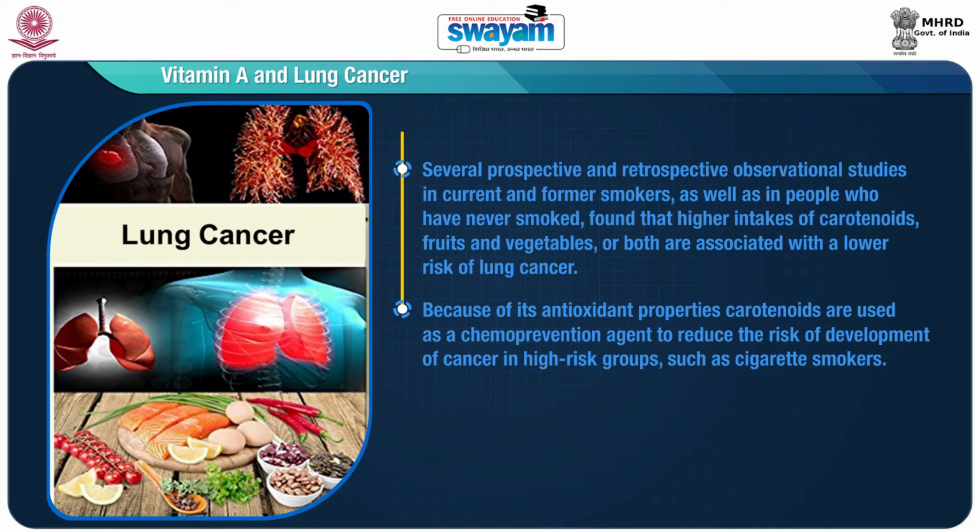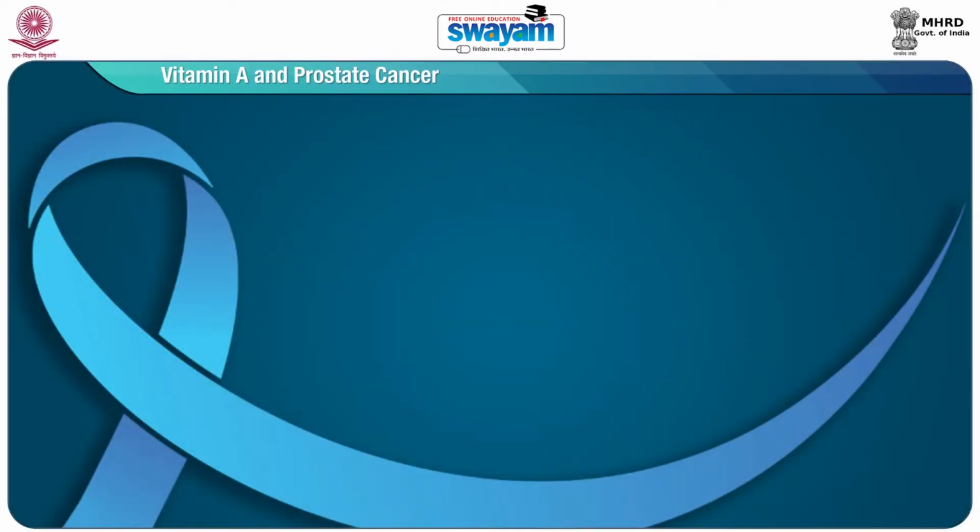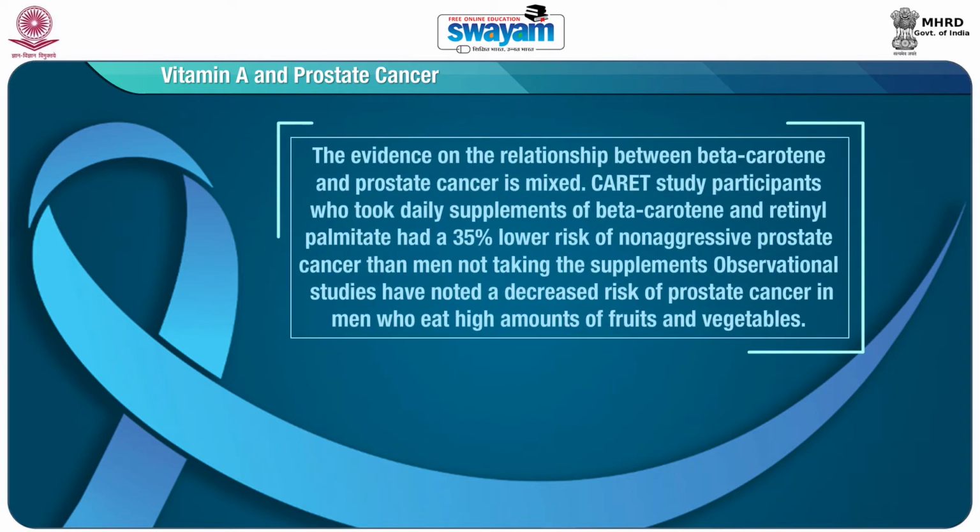such as cigarette smokers. However, clinical trials did not find that supplements of beta carotene and vitamin A help to prevent or reduce lung cancer risk. Now, vitamin A and prostate cancer. The evidence on the relationship between beta carotene and prostate cancer is mixed. In the CARROT study, participants who took daily supplements of beta carotene and retinyl palmitate had a 35% lower risk of non-aggressive prostate cancer than men not taking the supplements.